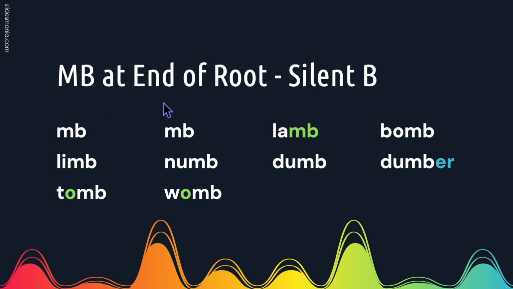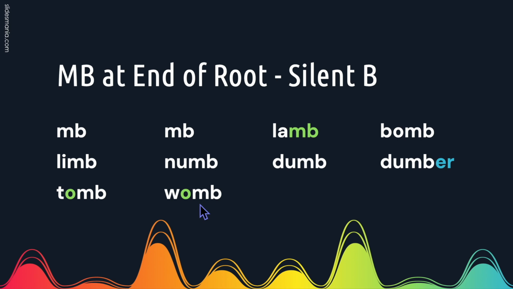If you have MB at the end of a root, the B will be silent. So this is lamb. A lamb is a baby sheep. Bomb, limb, numb, dumb. Here we have the root word dumb, and we can add the suffix, dumber. So again, the B is silent when the M and B is at the end of a root. We can still add a suffix and have the B be silent.